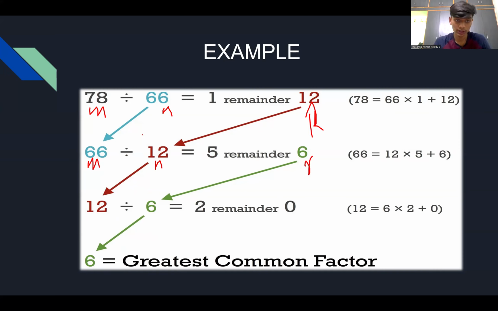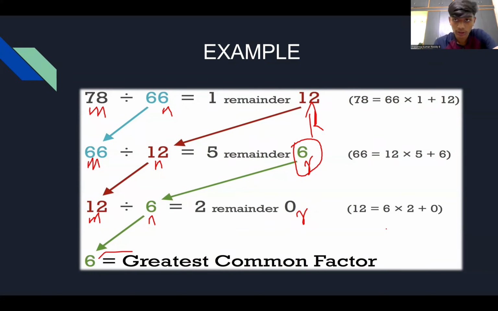Again on the further division, we will convert the n as m and the remainder 6 as n, and the quotient is 2. So the remainder is 0. So we get the last remainder, 6, as the greatest common divisor. If we keep on dividing till the remainder becomes 0, we'll take the previous remainder, which is the greatest, as the greatest common divisor.